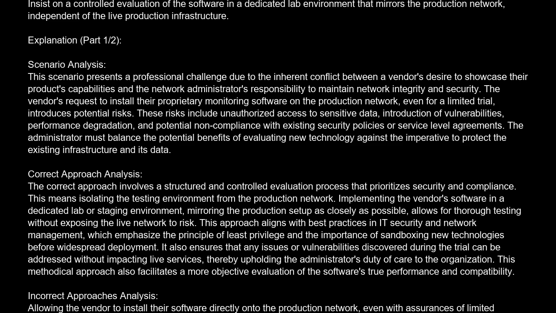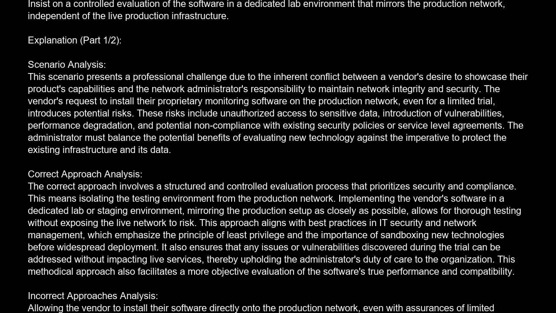It also ensures that any issues or vulnerabilities discovered during the trial can be addressed without impacting live services, thereby upholding the administrator's duty of care to the organization. This methodical approach also facilitates a more objective evaluation of the software's true performance and compatibility.